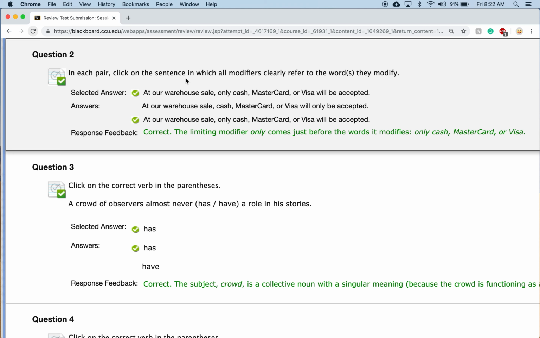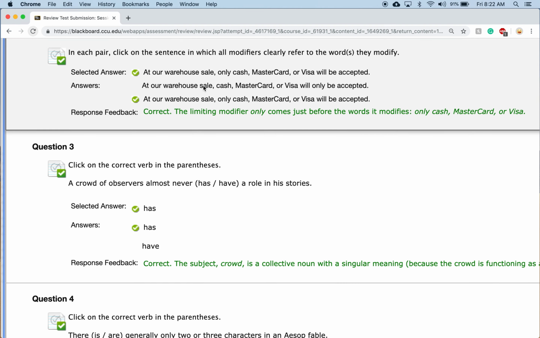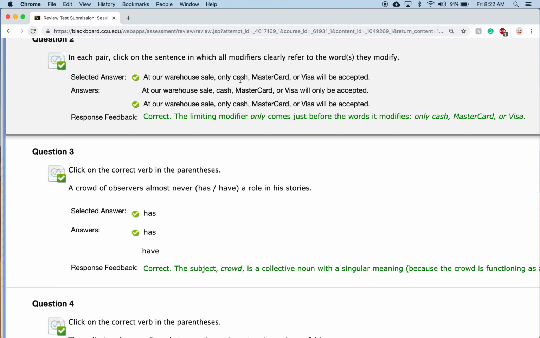Next one, it says in each pair, click on the sentence in which all modifiers clearly refer to the words they modify. Now that probably freaked you out if you had one on modifiers. All right, so I read the first one. At our warehouse sale, only cash, credit, MasterCard, or Visa will be accepted. I knew right away that was wrong because there needs to be a different piece of punctuation right here. At our warehouse sale.